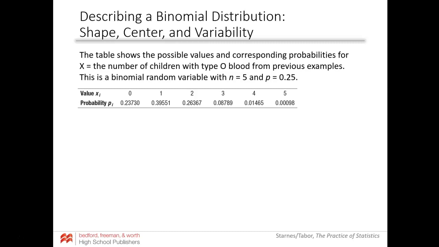So here we have a table that shows the possible values and corresponding probabilities for X, which is the number of children with type O blood again. Remember, we have 5 children in this family with a probability of success of 0.25. So what they've done is they've found those exact probabilities for each of the outcomes.